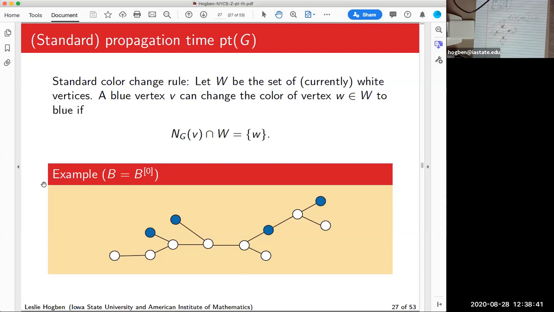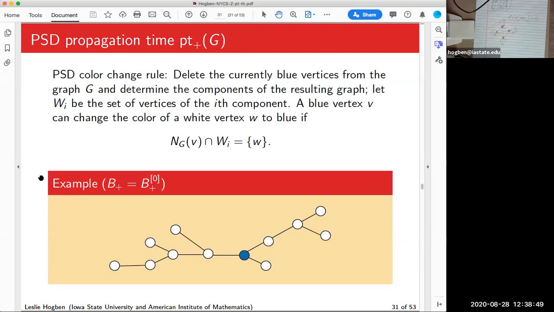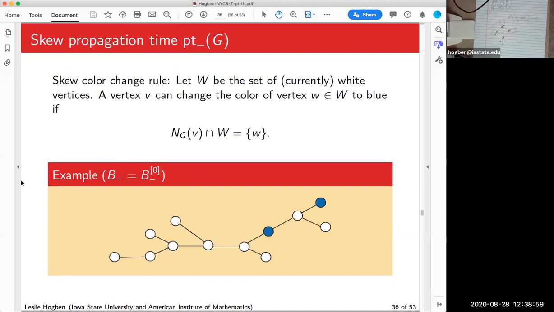For the standard, we start with 4. We have 1, 2, 3 rounds. For the PSD, we have starting with only 1 vertex blue, and so it actually takes more rounds, 4 rounds. And for the skew, we started with 2, and it takes only 2 rounds. Questions about that?